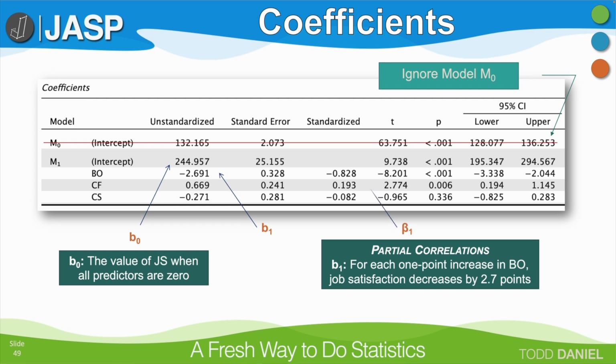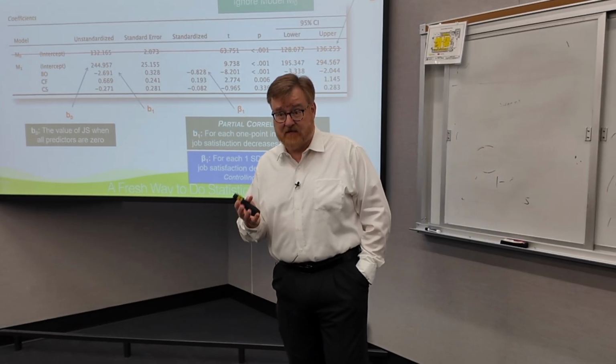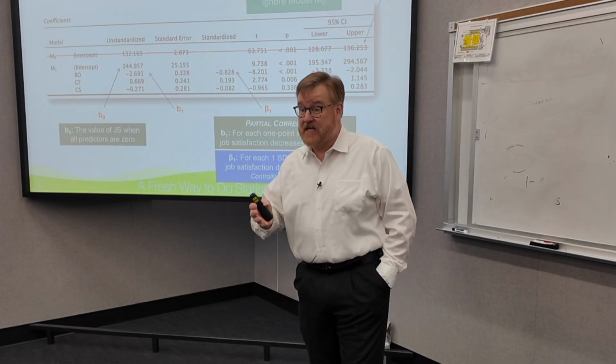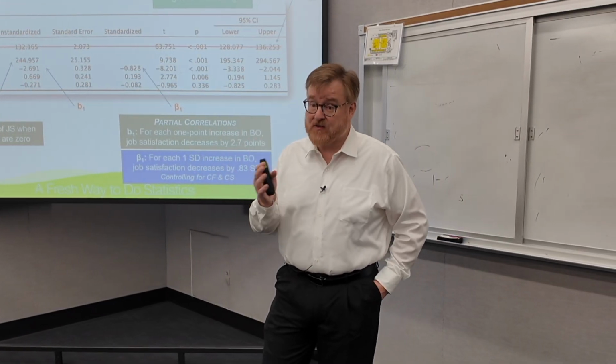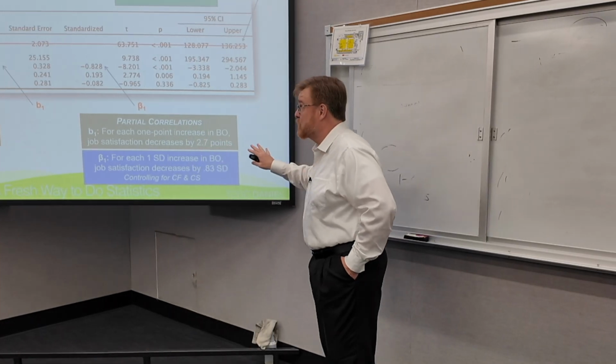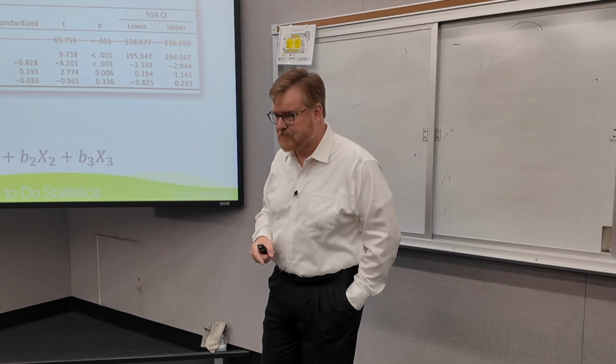The standardized predictor is a negative 0.82. For each 1 standard deviation increase in burnout, job satisfaction decreases by 0.83 standard deviations, controlling for compassion fatigue and compassion satisfaction. Remember, we can interpret those beta values like a z-score, and 0.8 standard deviations, that's a big number. So we can see that there is a big drop in job satisfaction based on increases in burnout.